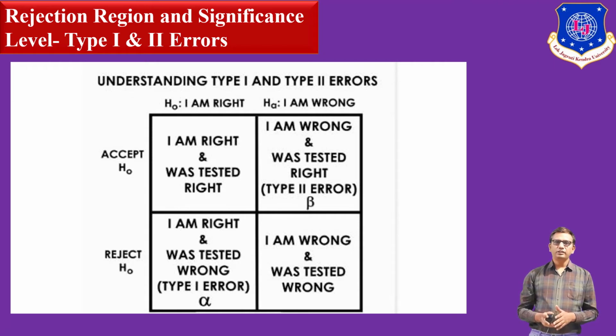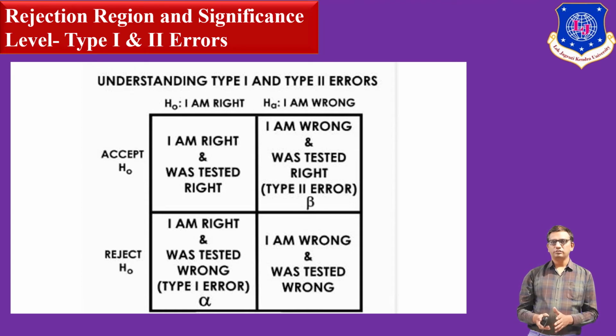And if we accept the hypothesis but the result is wrong, not in our favor, that is called the type 1 error. It is denoted as alpha. And if our assumption is wrong and the test also gives the same result, that means it is also wrong. In this case, there is no error.